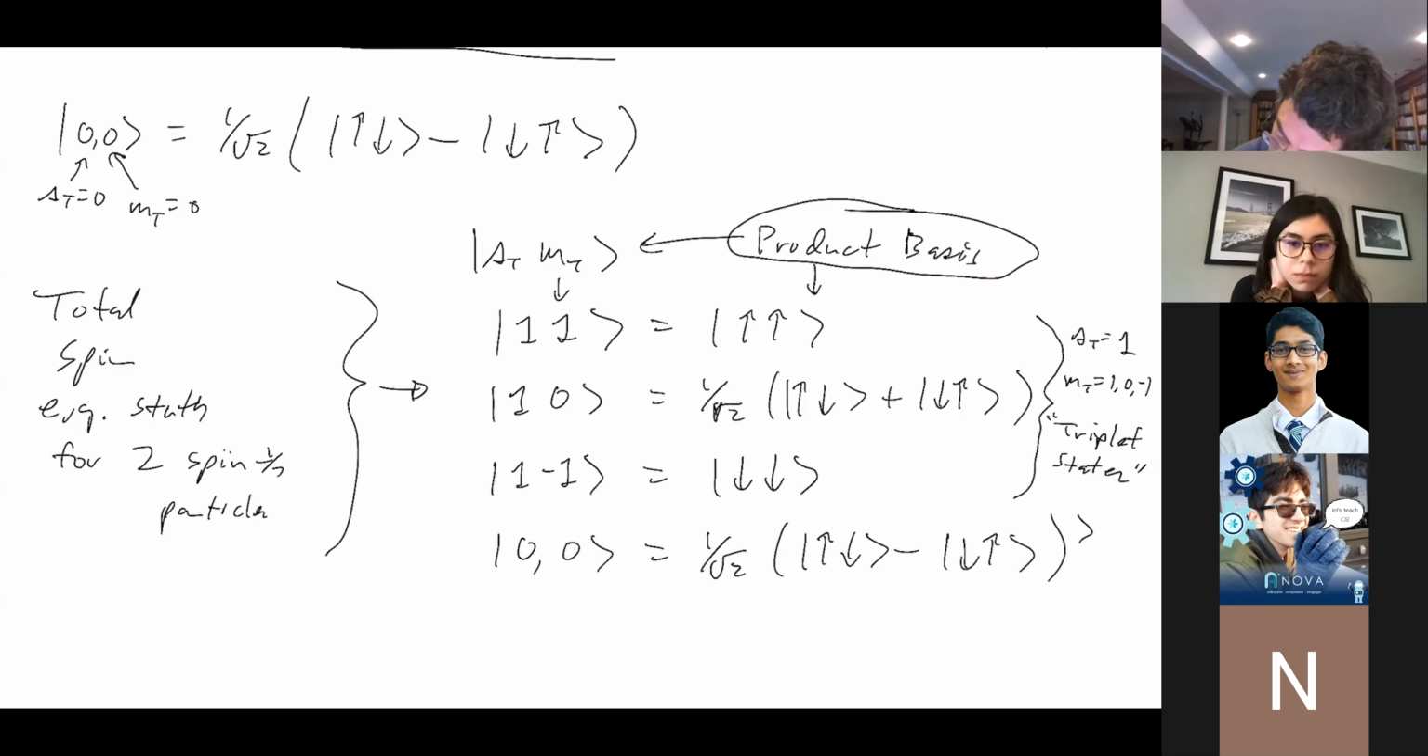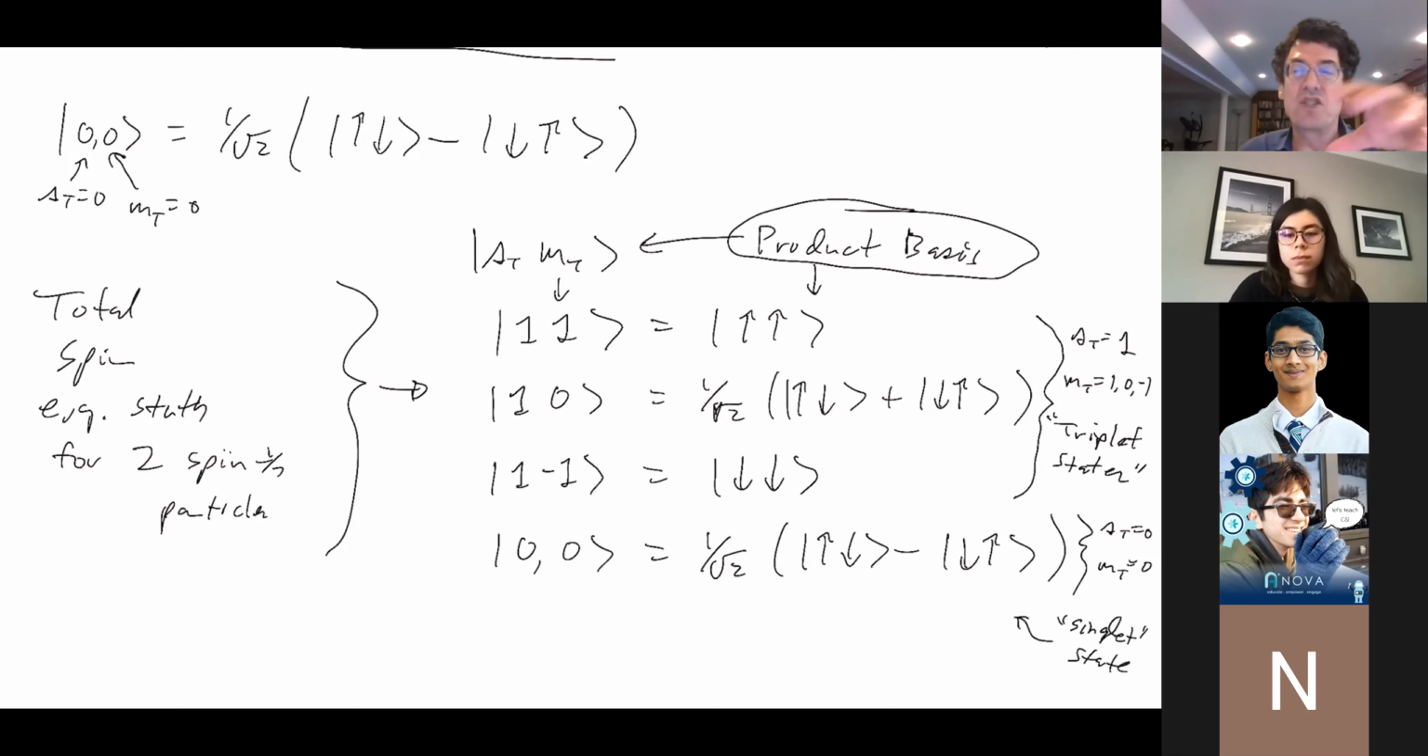And this state, there's only one, S total equals 0 and M total equals 0. So we call this state the singlet state. You hear that notation a lot out in the real world. People will often say, oh, this is a triplet state, or this is a singlet state. When they say singlet state, what they mean is that the total angular momentum is 0. But a triplet state means the total angular momentum is 1, because then there can be 3 configurations, 3 M total states. So people often use that language, triplet and singlet. So these 3 are the triplet, and this one is the singlet.